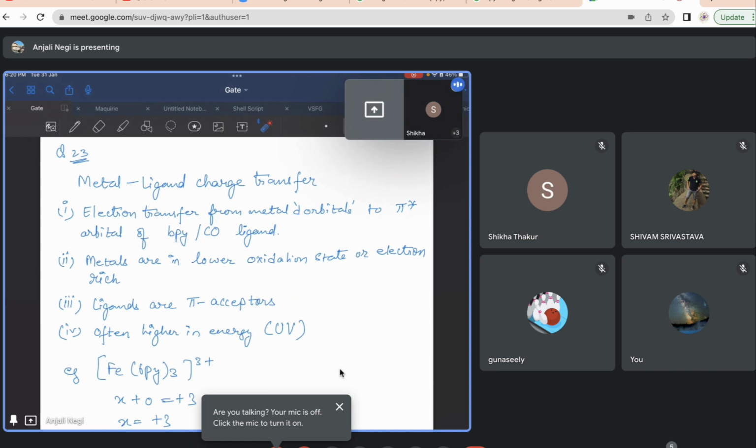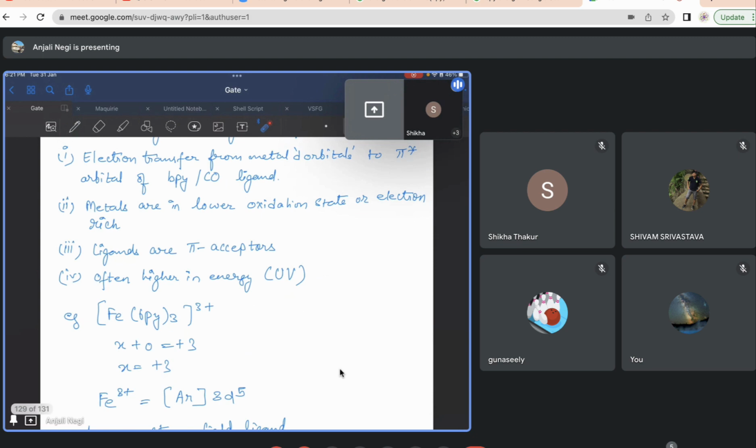Now the metals are in a lower oxidation state in this case, because we want more electron rich species so that it can donate from its d orbital to the ligand. So keeping in mind that the metal is in a lower oxidation state and the ligands are pi acceptors, since CO is a pi acceptor and bipyridine is also a pi acceptor, this transition often takes place in a higher energy range, that is the UV range.